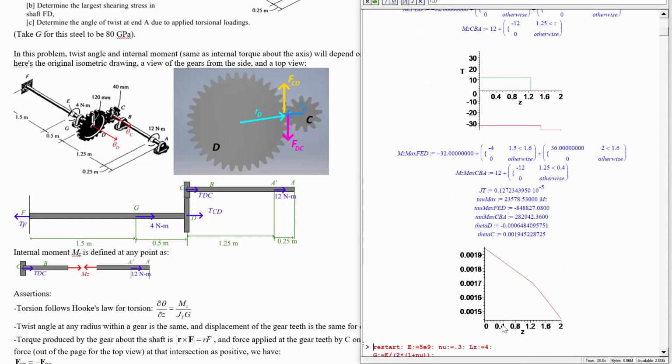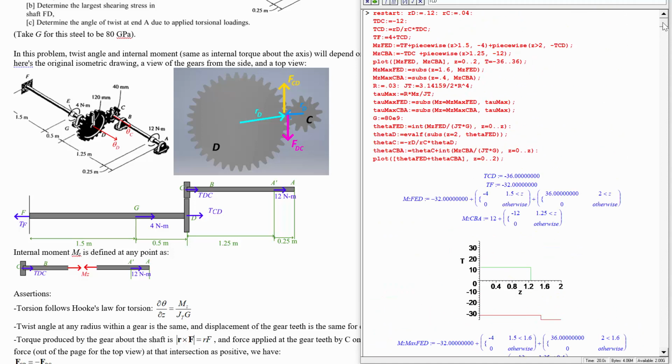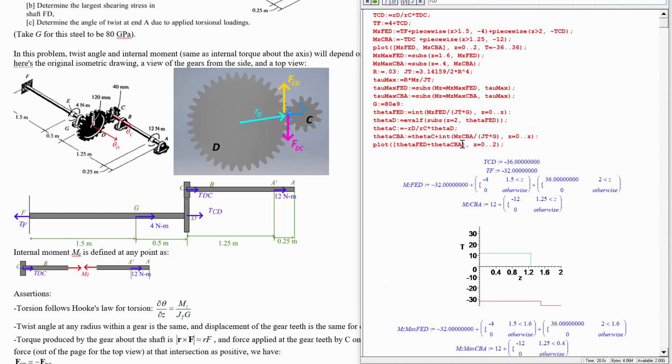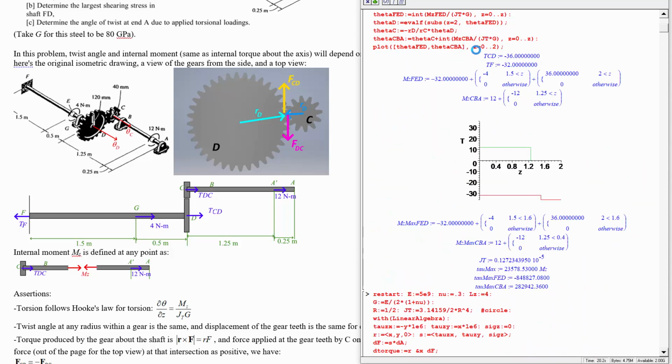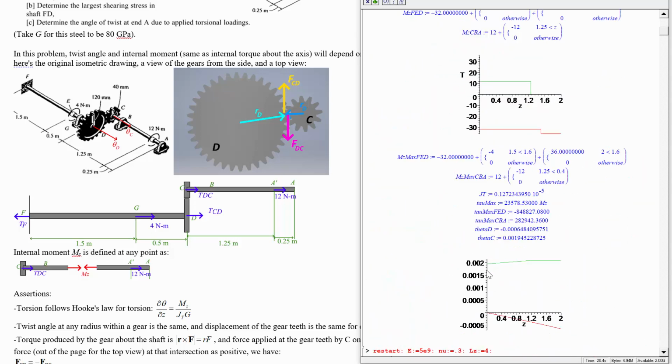And what do we have? Oh, that's weird. Why did we only get one of those? Ah, we added them. I meant to say theta FED and theta CBA. Plot those two things together. Yes. So we have theta CBA starting at a much larger angle and then increasing up. It doesn't actually exist for this last little bit because it's only 1.5 long, but that's okay. We don't have any change in the angle there anyway.